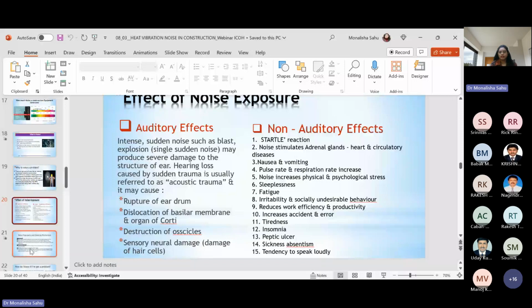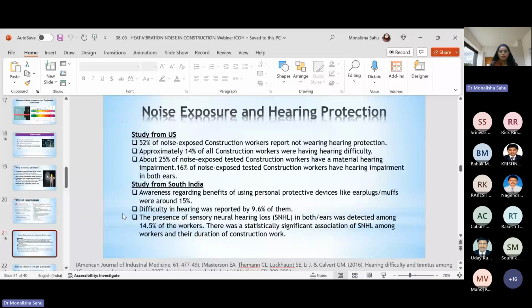It has been seen that a study in the US has quoted that 52% of noise-exposed construction workers report not wearing any kind of hearing protection, and 14% of them have some hearing difficulties. 25% of noise-exposed tested construction workers have shown a material hearing impairment, and almost 16% of them have hearing impairment in both ears. In India, the situation is no better. Here also, only 15% of construction workers are aware of any kind of personal protective earplugs, and the usage of personal protective devices was really low and almost non-existent.